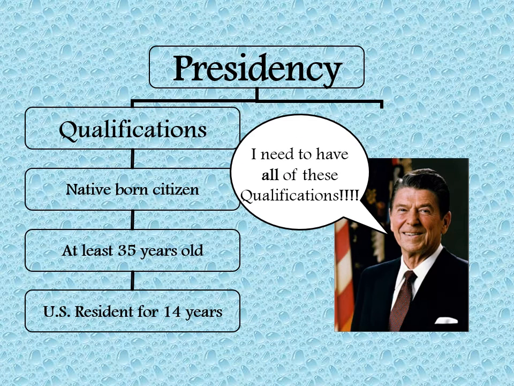Now, when we're talking about meeting those qualifications, it's not just one or two of them. You have to meet every single one of them. So if you do not meet one of them, you are not eligible to run for president. So, for example, if you are not 35 years old, you can't run for president regardless of any of the other factors. If you are not a natural born US citizen, right?